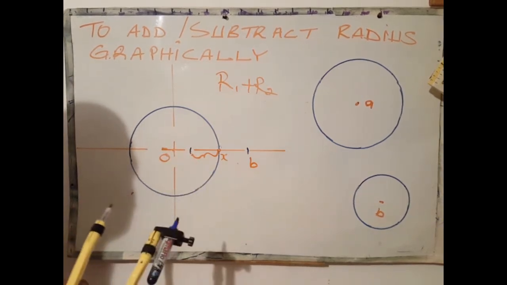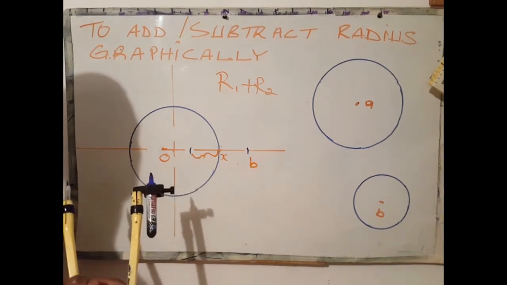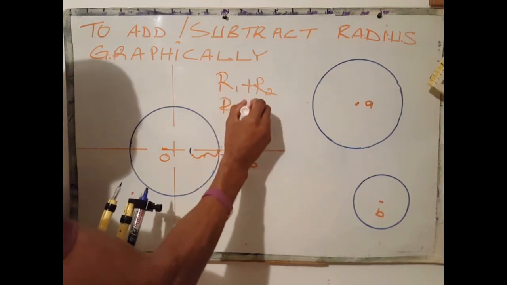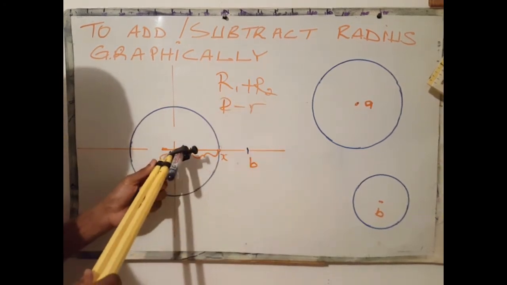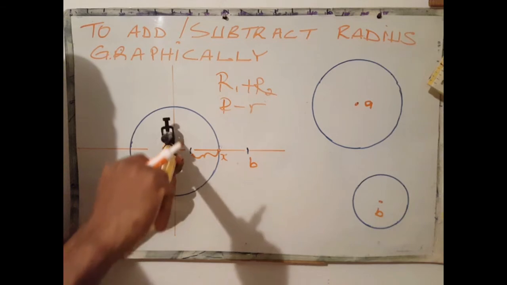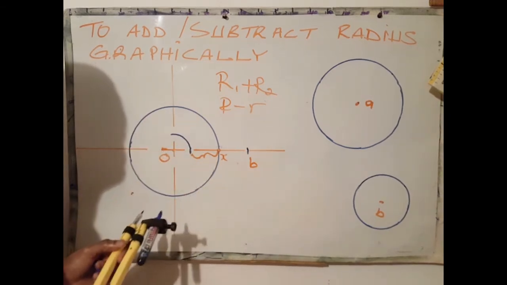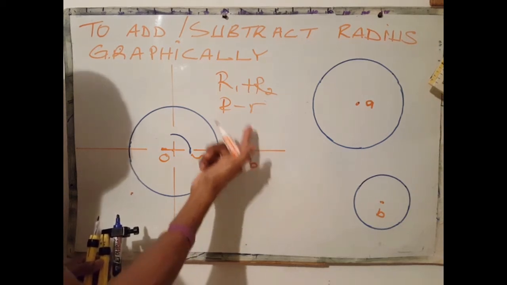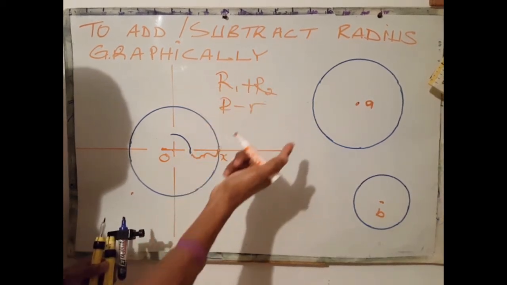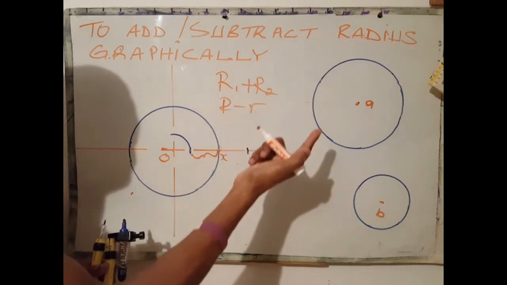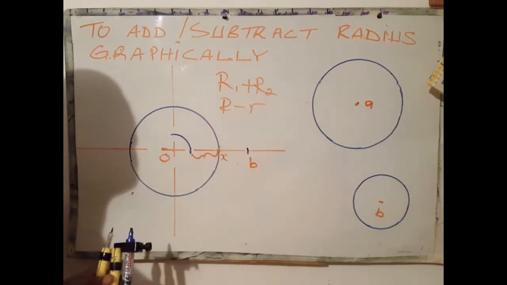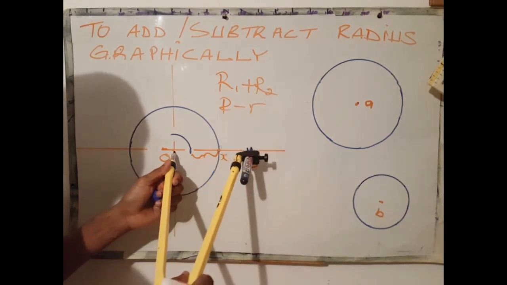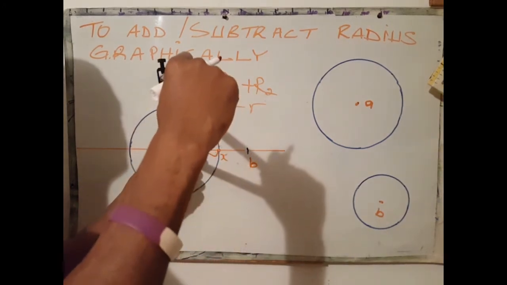Say for example I wish to draw a circle or an arc, big R subtract r. I would place my compass here to this point and I will scribe an arc. If I wish to draw an arc or circle with radius R1 plus R2, or big R plus small r, I would use O as center, extend to B, scribe my arc.